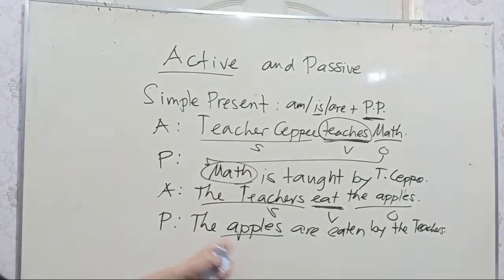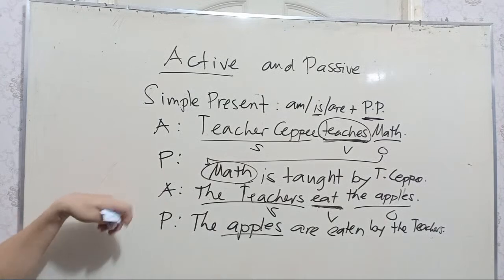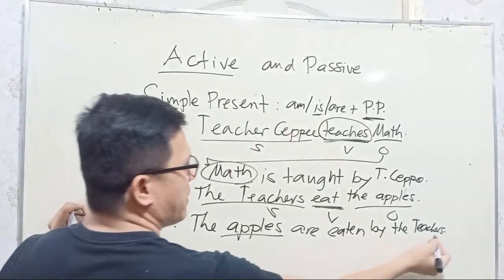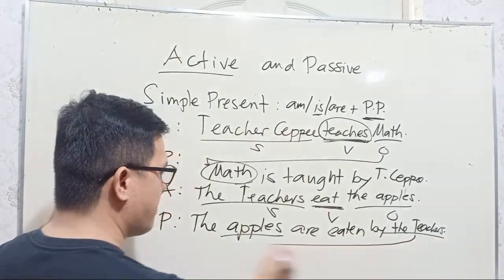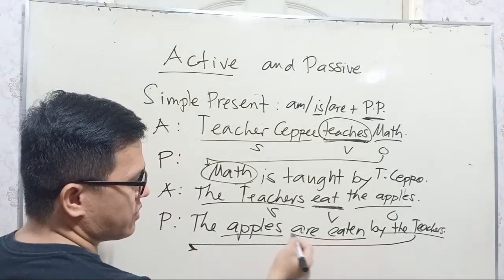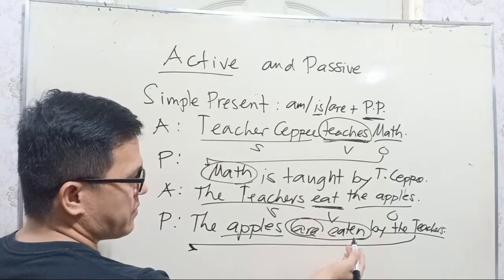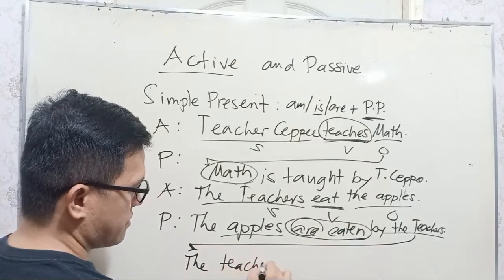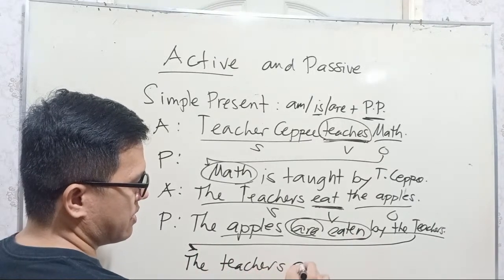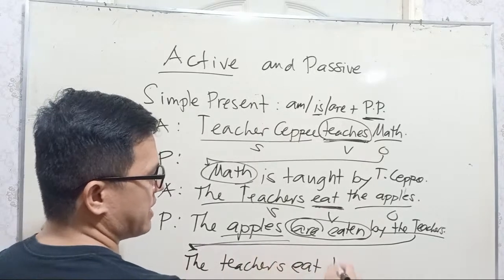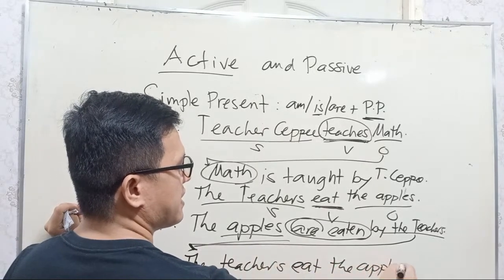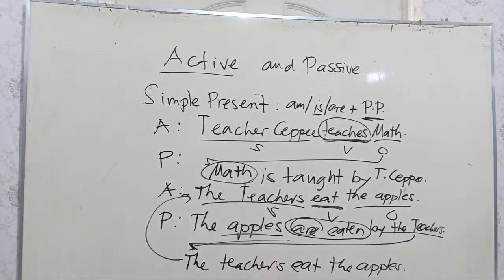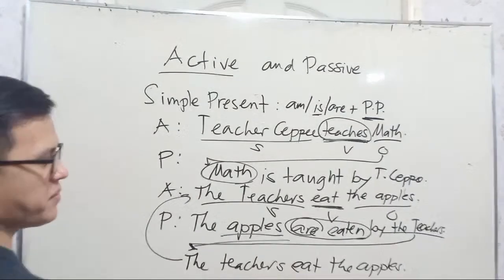Okay, that's how we do the active to passive, and let's try to change this one back to active, okay? So this one will become our subject. And then, since this one is present of that are, so the present form of it, okay? So we say the teachers eat the apples. Just like that. That's how we change this one back to active. That is in simple present. Okay? Now, let's do the simple past.